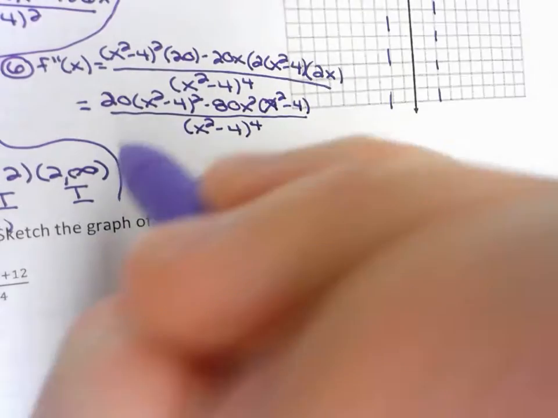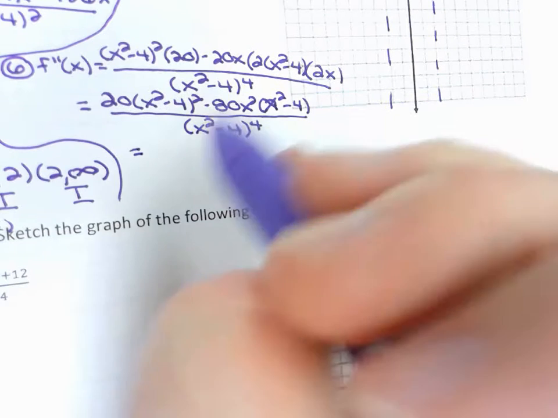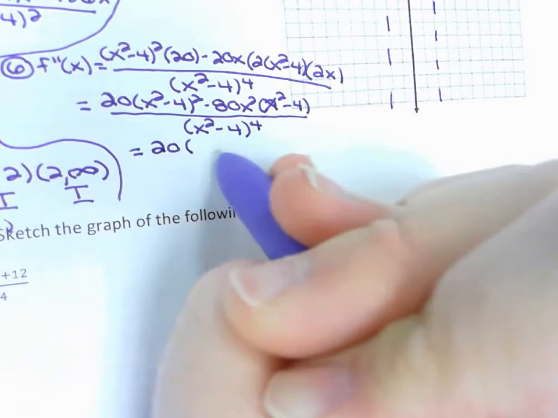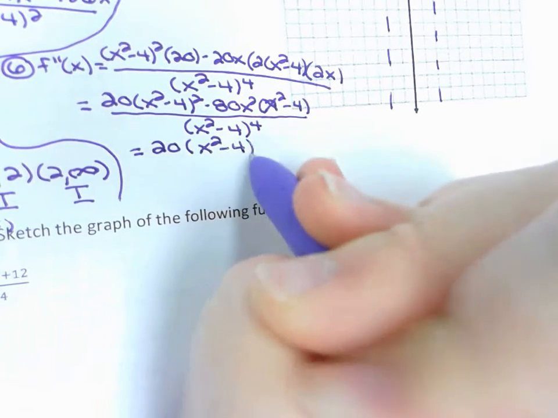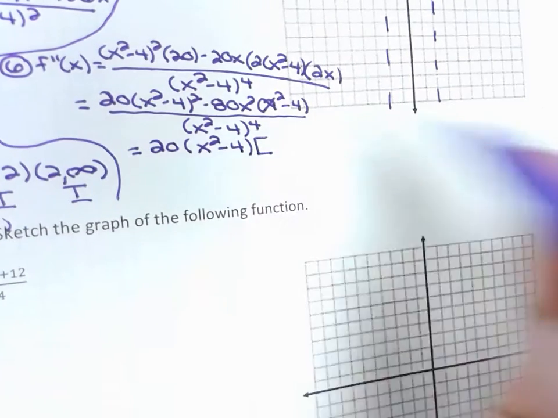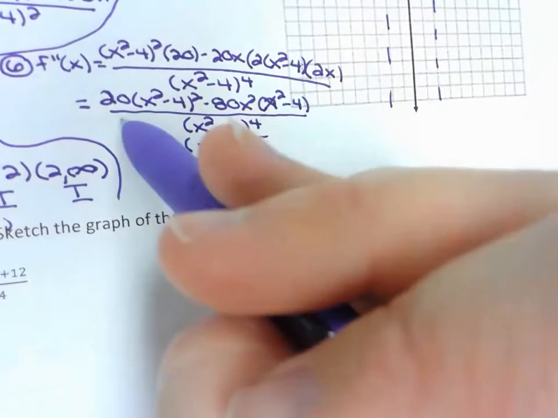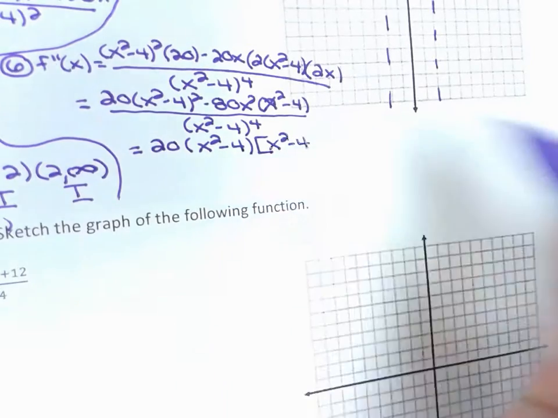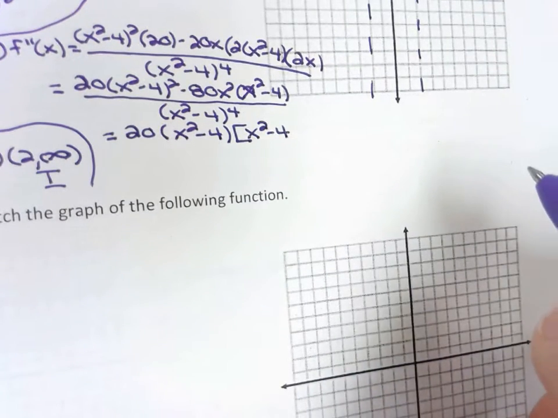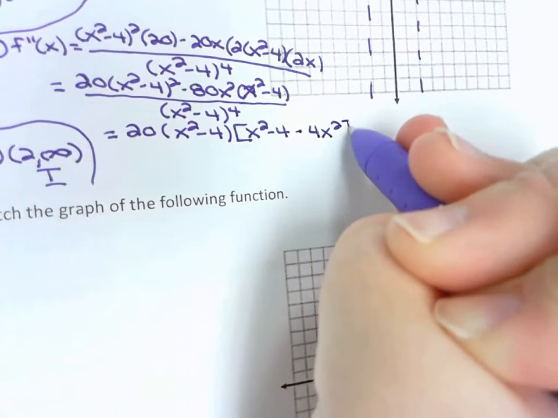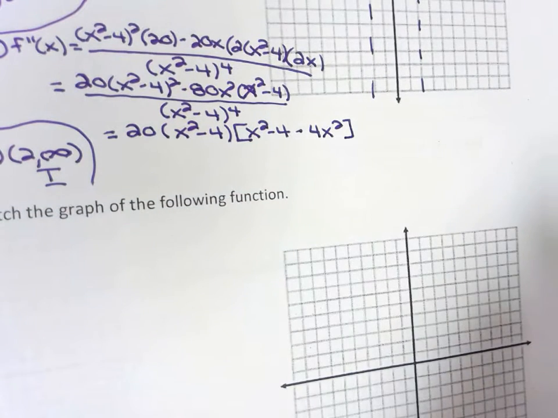Now what am I going to factor out? Before that, I can also take out a what? 20. So 20 times x squared minus 4 to the lowest exponent first. And let's see what I have left. I took out a 20, so I'm going to have an x squared minus 4 to the first power, which is just itself, left. And then what am I going to have left from the second one? Minus 4x squared, because I took out a 20. So to get back 80, I need a negative 4x squared.